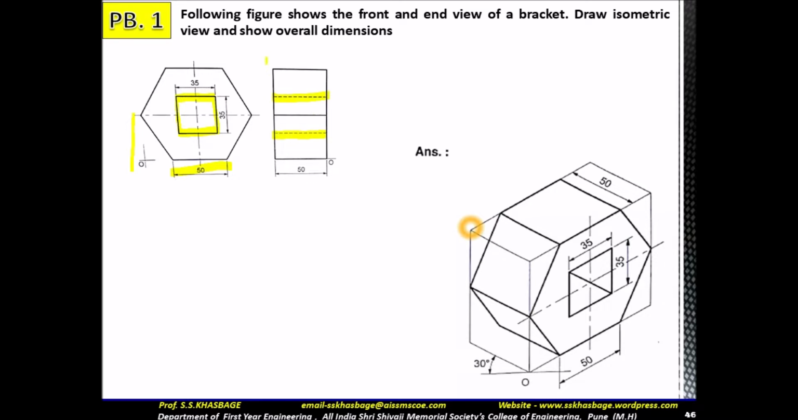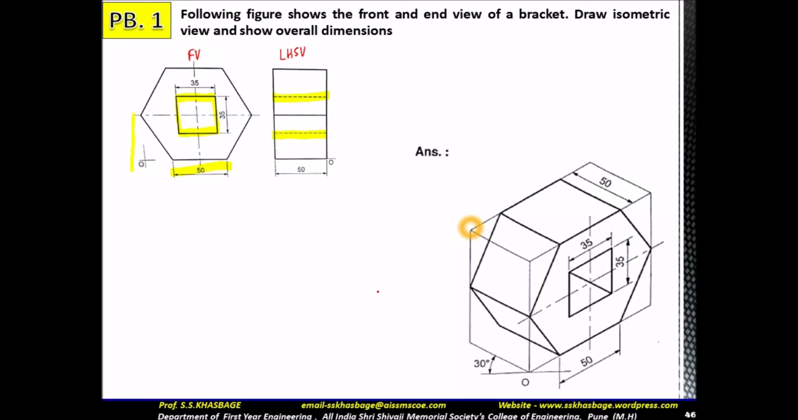So here we have to firstly decide which is the front view and the side view. Obviously the hexagonal view is the front view, and the side which is showing the hidden line is the side view. But which side view, whether it's a left hand side view or right hand side view? The answer is, as it is at the right side of the front view, we can say that it's the left hand side view. This is the front view.